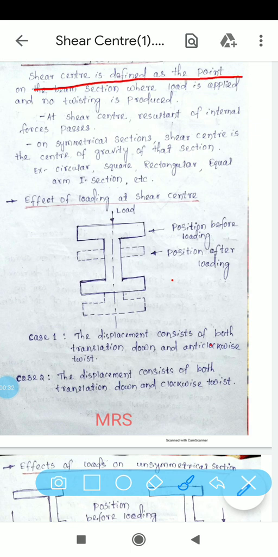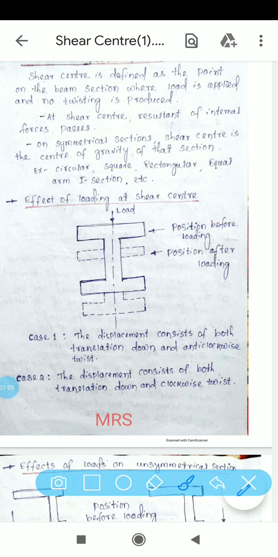Definition: shear center is defined as the point on the beam section where the load is applied and then no twisting is produced. So for example, if you take this beam type section and loads are acting here, this one is the load and here some loads are acting. Due to the action of load, the beam may bend. So according to the shear center, the load is applied to the beam section and no twisting is produced.